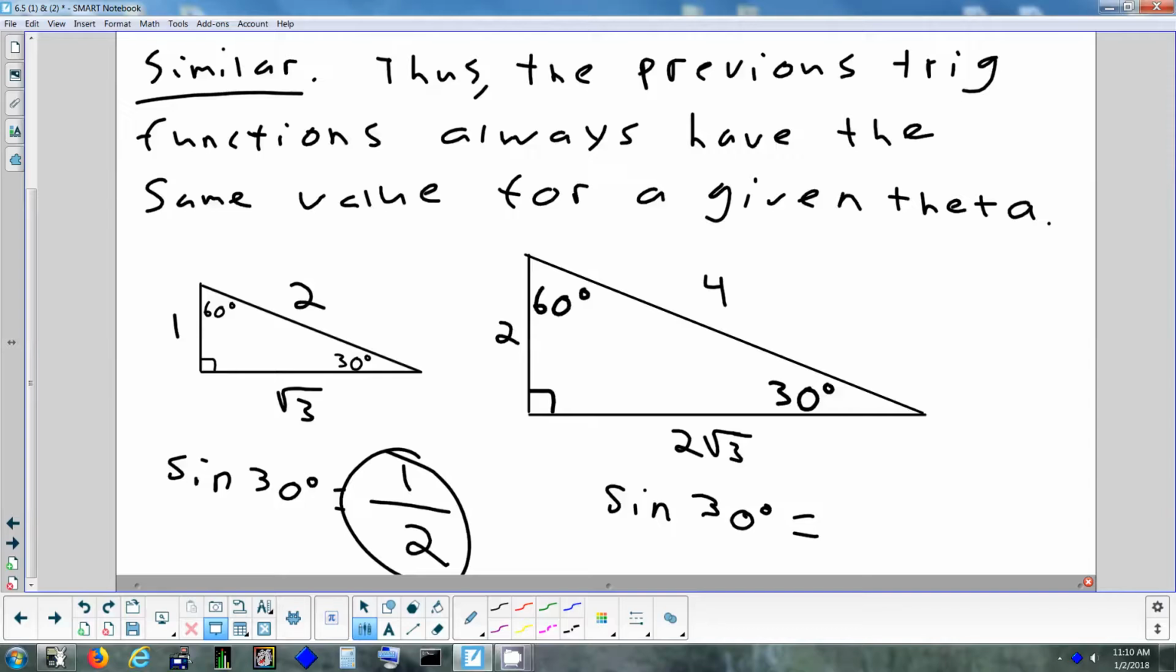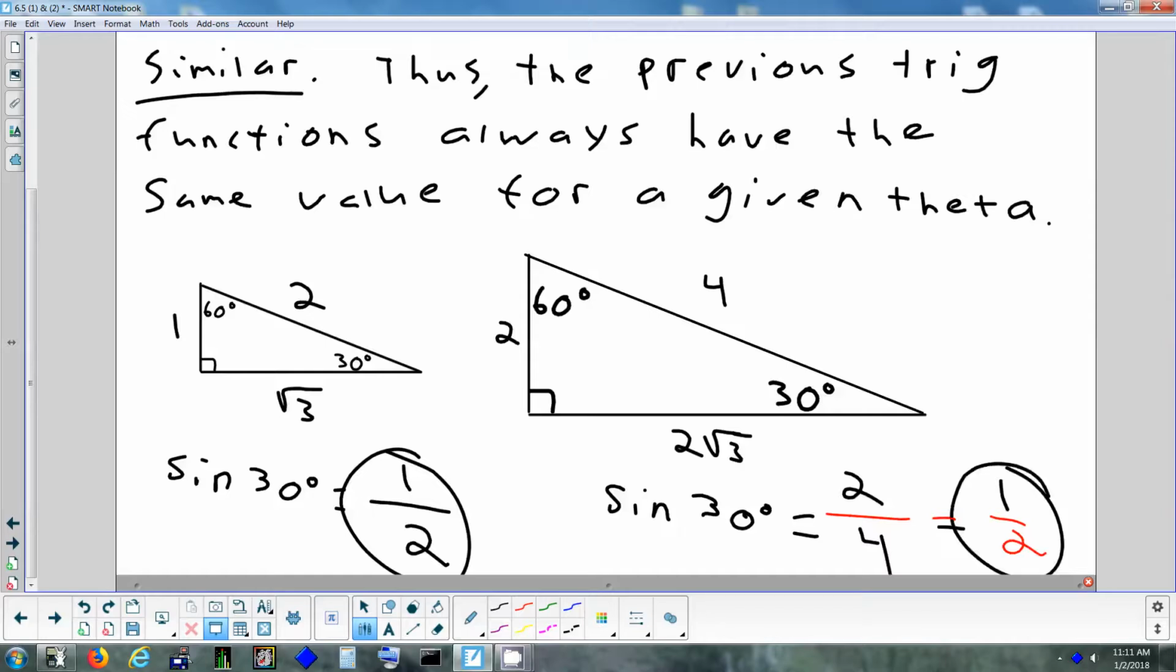How about, Brandon, what's the side opposite the 30-degree angle in the bigger triangle? Sine 2. Yep, 2. And Wyatt, what's the hypotenuse in the bigger triangle? 4. So when I found the sine of 30 in the bigger triangle, did I get the same answer? Dave? Yes. Yeah, 2/4 is the same as 1/2.